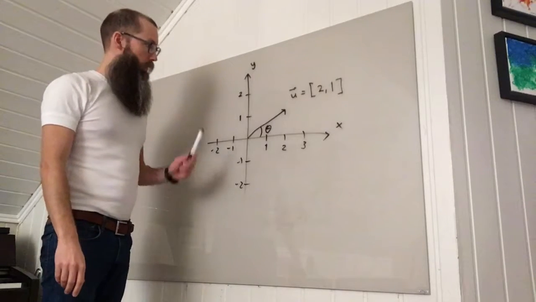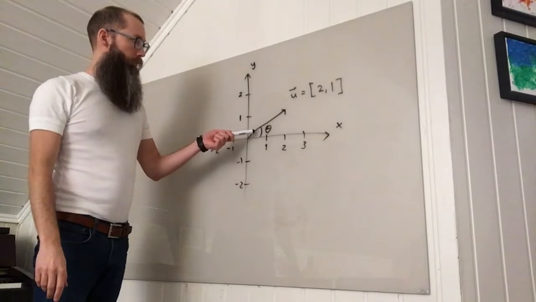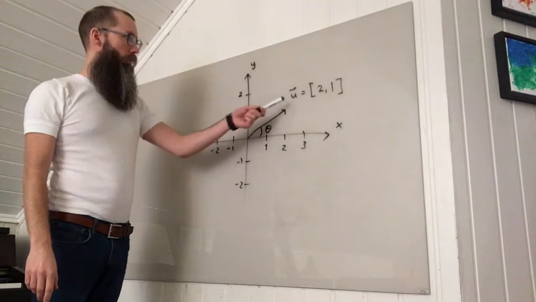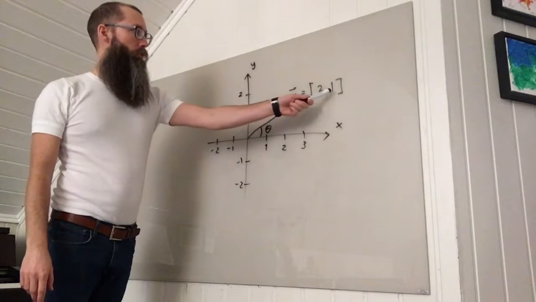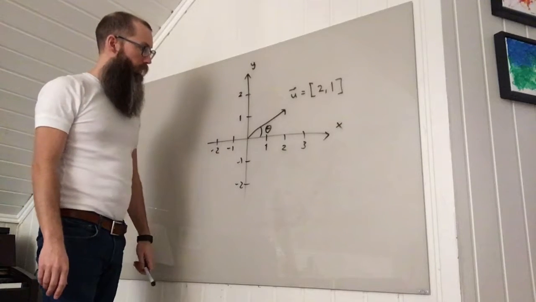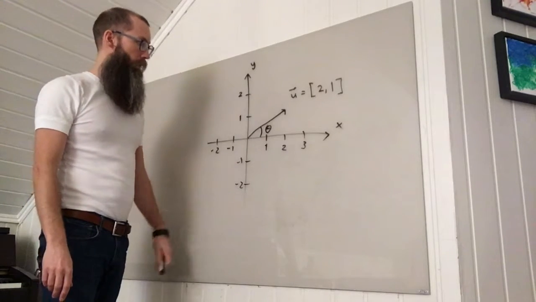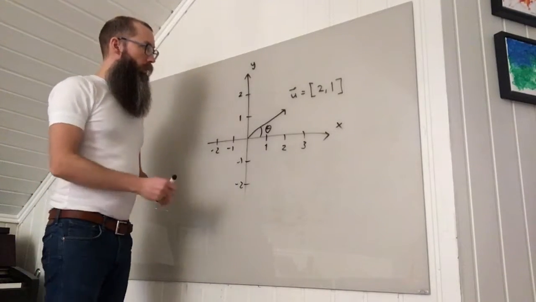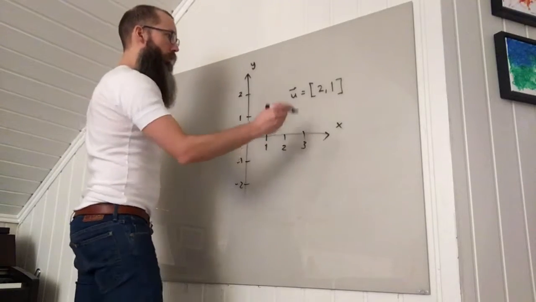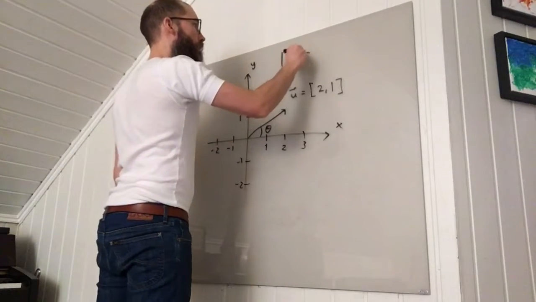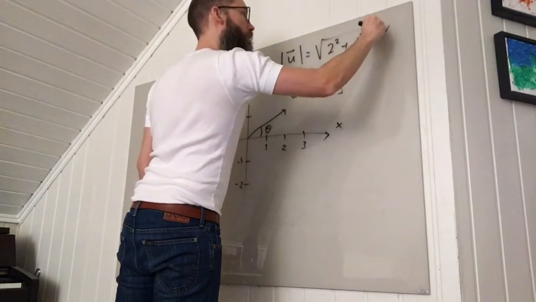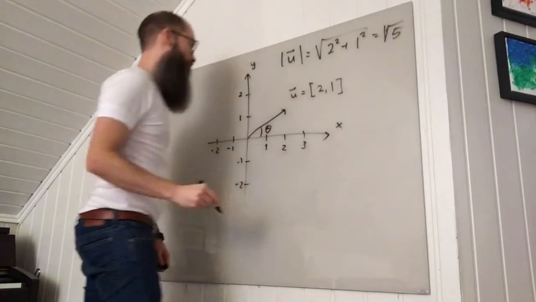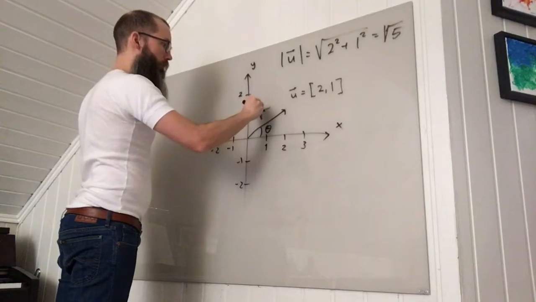Okay. An example. Let's find the direction angle of this vector. It's named u vector and has x coordinate 2 and y coordinate 1. So it's this positive angle here. The length of u is the square root of 2 squared plus 1 squared, so it's the square root of 5. So this length is square root of 5.